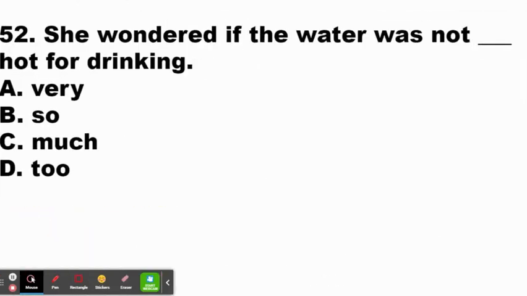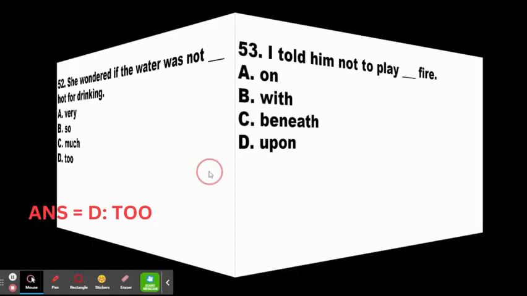52. She wondered if the water was not dash hot for drinking. A, very. B, so. C, much. D, too. Option D is correct. She wondered if the water was not too hot for drinking. You cannot say very hot for drinking. You can say something is very hot, but it is too hot for something. So that is how you identify the accurate option.